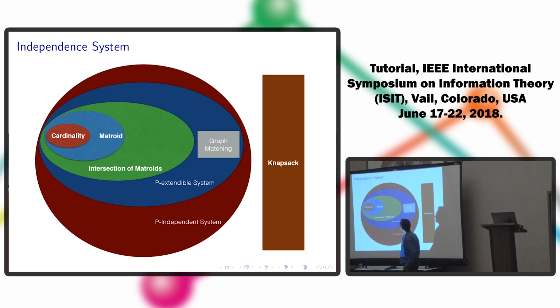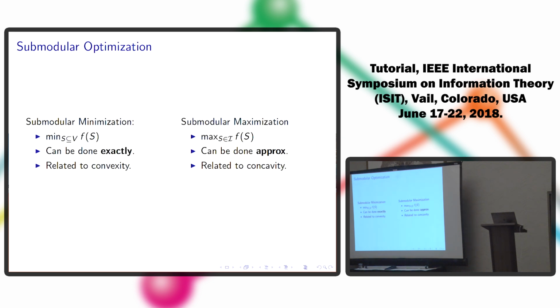So as I said, cardinality is probably the most natural and the simplest one. Then the matroid, the intersection of matroids, people talk about p-extendable systems, p-independent systems, knapsack constraints. And today we're basically going to talk about this type of constraints and the knapsack one. Okay? And there are two sorts of optimization problems that we would like to solve. The first one is submodular minimization, where we have submodular functions. We want to find a set S that minimizes a function. And we will see that we can actually do that exactly, and this relates to convexity.